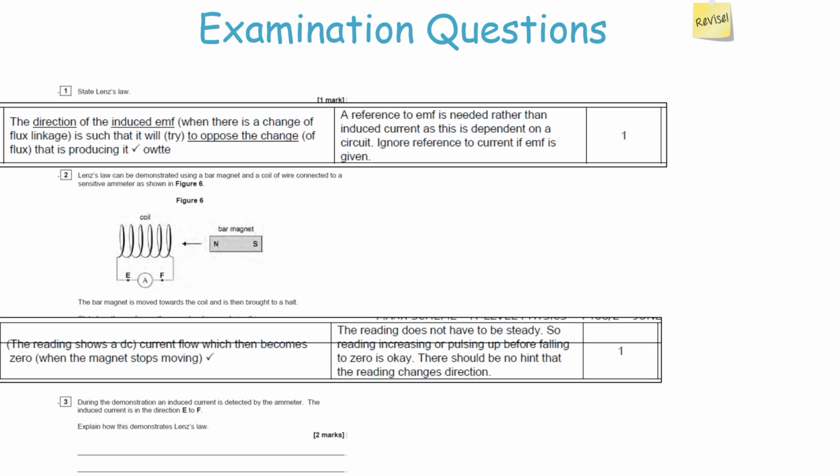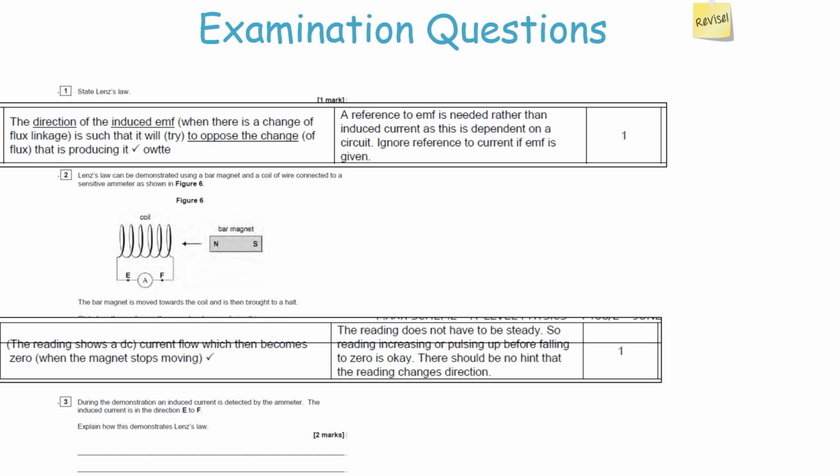Why will you get a current flowing? Well, you get a current flowing because you get a change in magnetic flux linkage, because the bar magnet is moving through the coil. But then when it's brought to a halt, you will still have a flux linkage because the magnet will be inside the coil, but you wouldn't have a change in flux linkage, which is what you need for an induced EMF, which then produces the current. So as a result, it would have a flow and then it would stop.